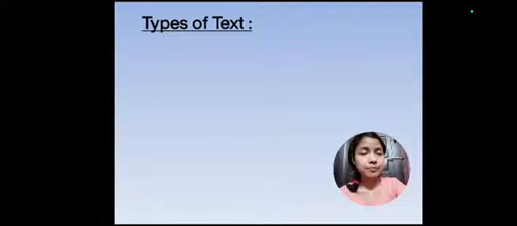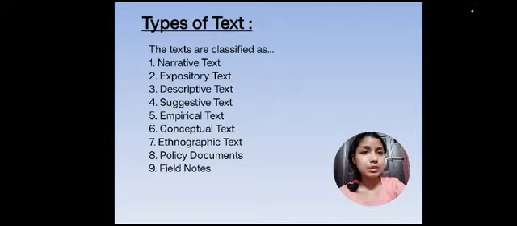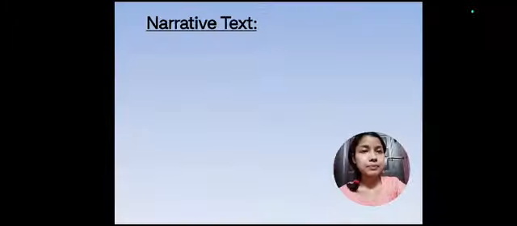Next, types of text. The texts are classified as 9 different categories such as narrative text, expository text, descriptive text, suggestive text, empirical texts, conceptual text, ethnographic text, policy documents, and field notes. Among them, we are going to discuss the first one, the narrative text.